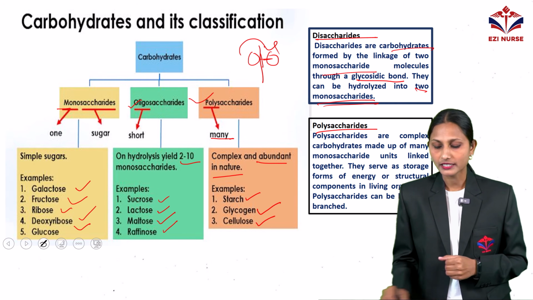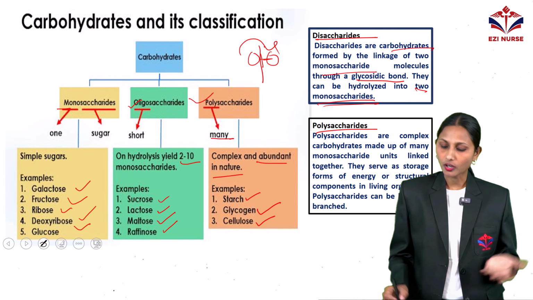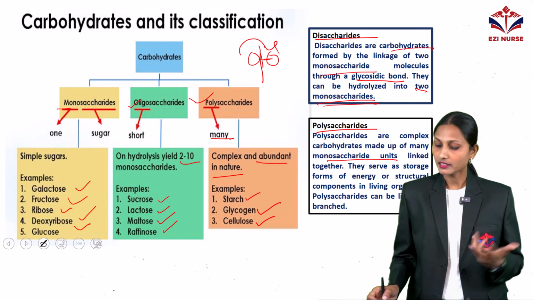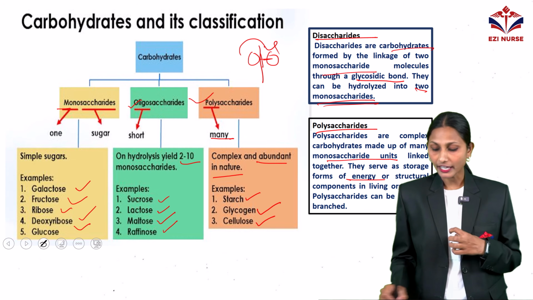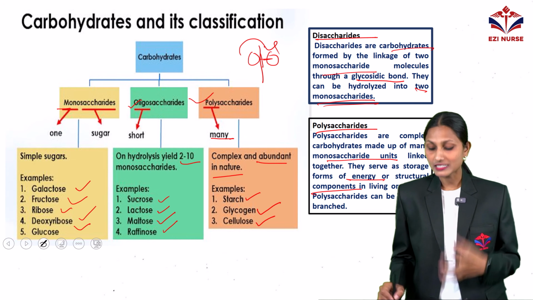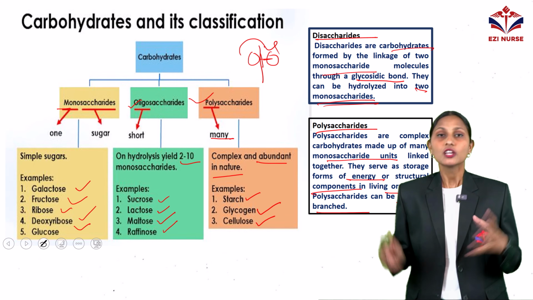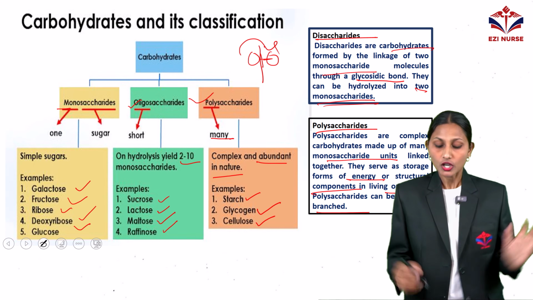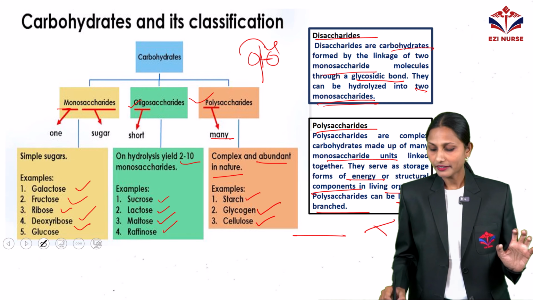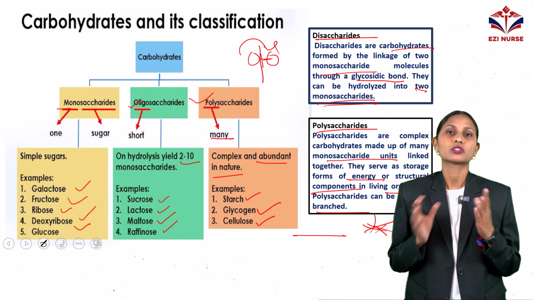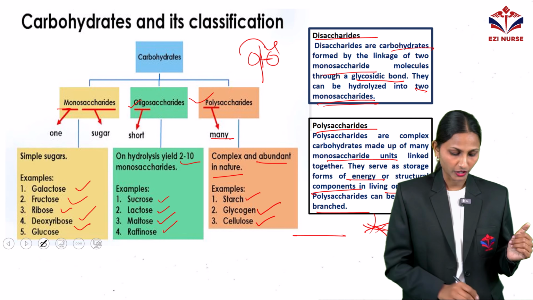Next is polysaccharides. Polysaccharides are complex carbohydrates made up of many monosaccharide units linked together, and they serve as a storage form of energy or as structural components in living organisms. Polysaccharides can be linear or branched, so it is a complex structure. So this is all about carbohydrates and their classification.